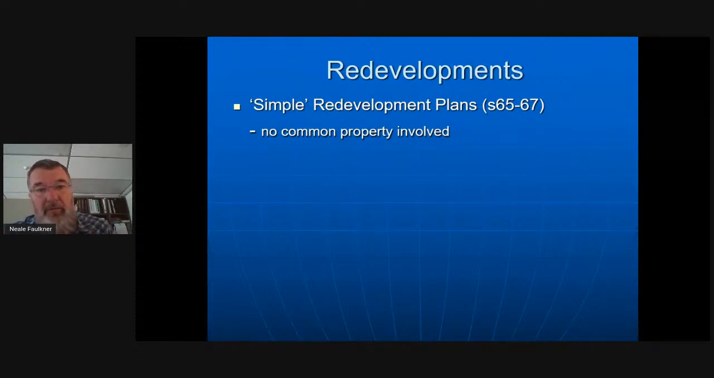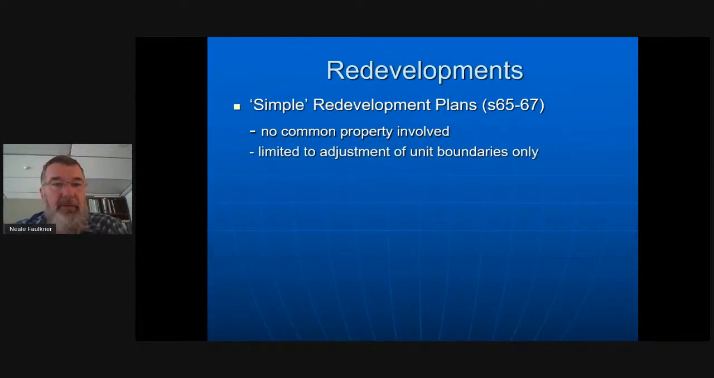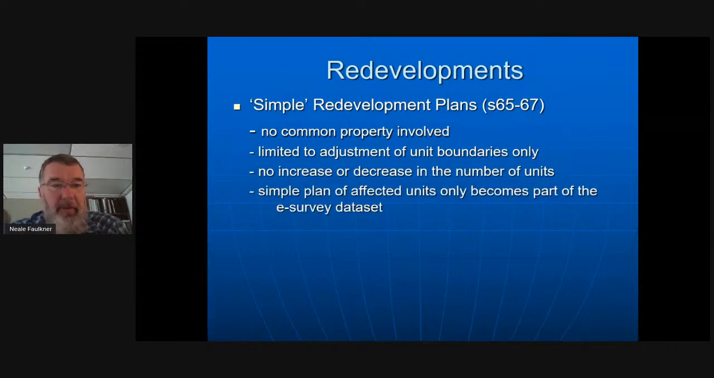That's rule number one. As soon as you introduce common property into the equation, and you've got to think three-dimensionally here as well, it'll fall out of the realm of simple and become standard or complex. So they are limited to adjustment of unit boundaries only, and there can't be any increase or decrease in the number of units, so simply an adjustment.